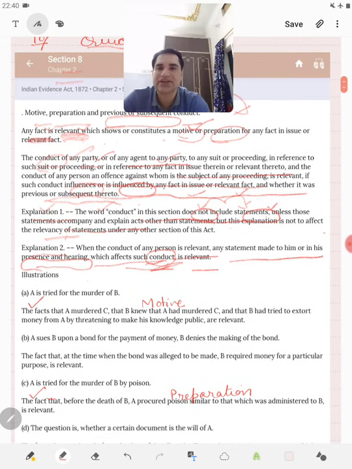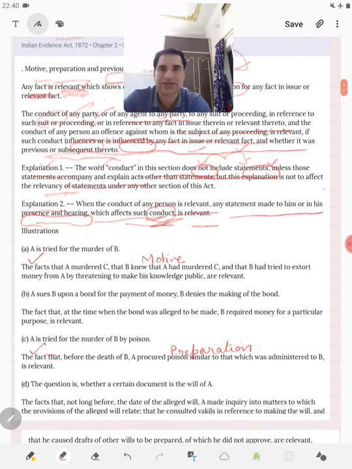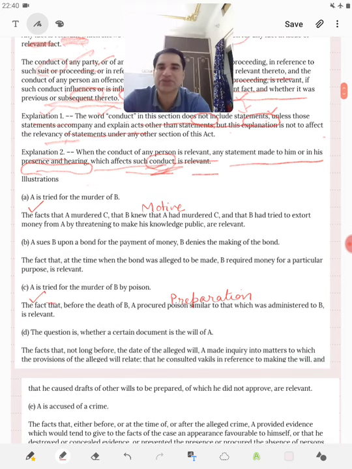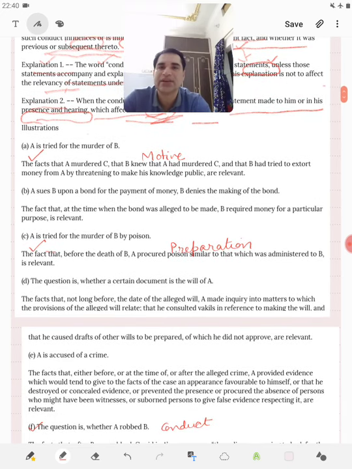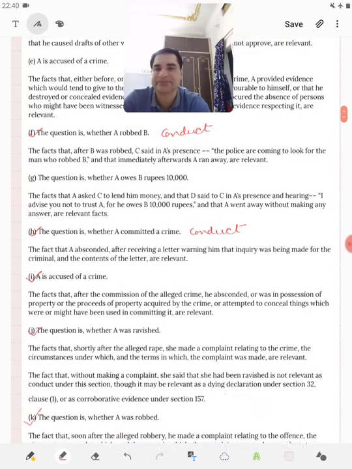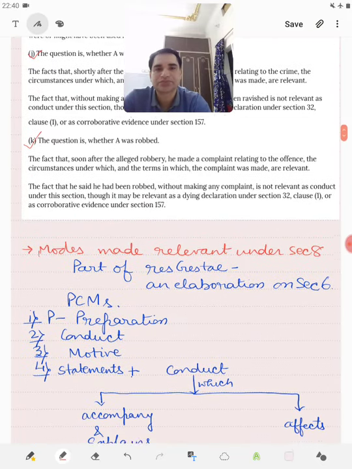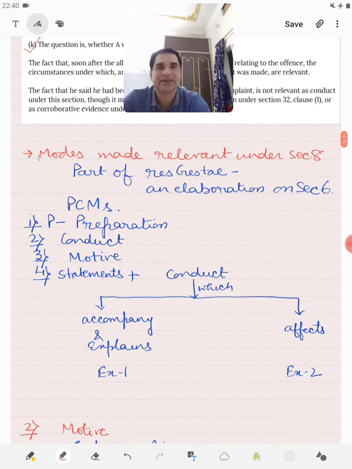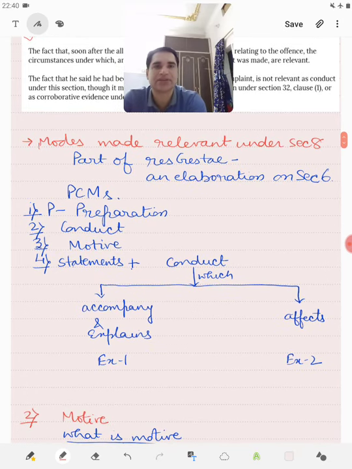There are certain important illustrations attached to this section, and these illustrations we will see once we go through the meaning of the terms motive, preparation, conduct, etc. So let's begin our explanation to section 8.